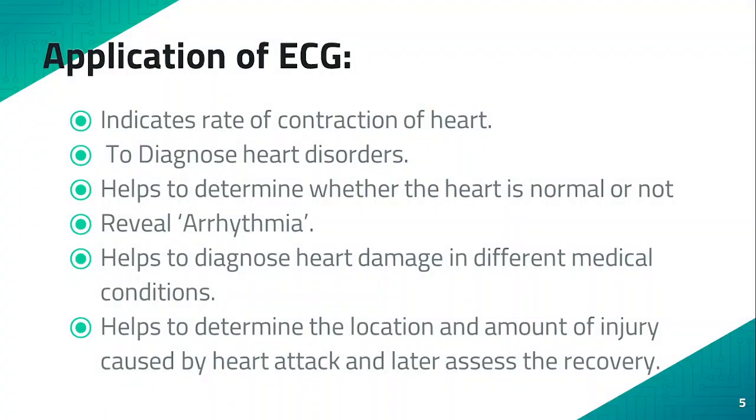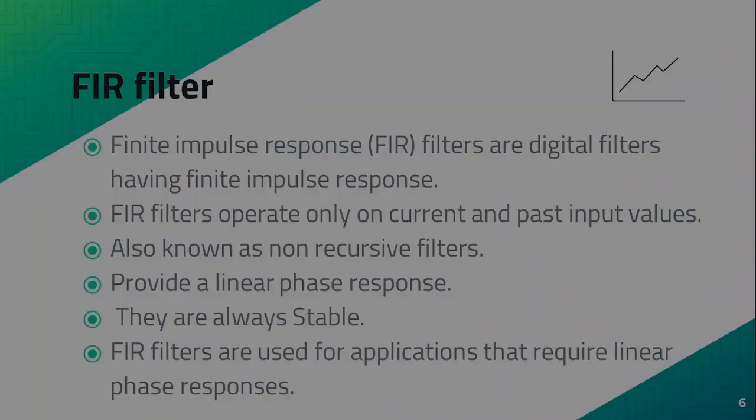After that, the application of ECG. It indicates the rate and rhythm, or pattern of contraction, of the heart. It gives a clue about the condition of the heart muscle and is used to diagnose heart disorders. It helps doctors determine whether the heart is normal, enlarged, or if certain regions are damaged. It can also reveal irregularities in the heart's rhythm, known as arrhythmia. It is used by doctors to diagnose heart damage in conditions like high blood pressure, rheumatic fever, and birth defects.